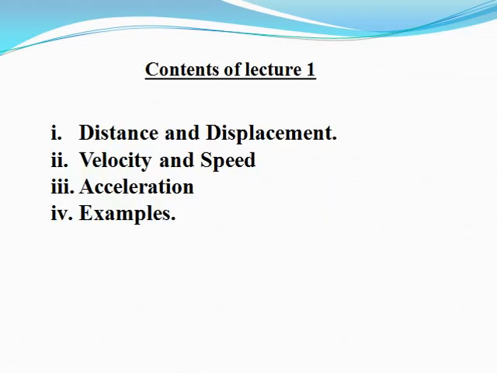Now, the contents of this lecture: first of all we will deal with distance and displacement. What is the difference between distance and displacement? Secondly, we will deal with the major part of kinematics, which is velocity and speed. We will be able to differentiate between these two. What is the difference between these two and how are these two related to each other? You will know that magnitude-wise, speed and velocity both are the same term, but the only difference is that velocity is a vector quantity and speed is a scalar quantity. We will also discuss vector quantities as well as scalar quantities.